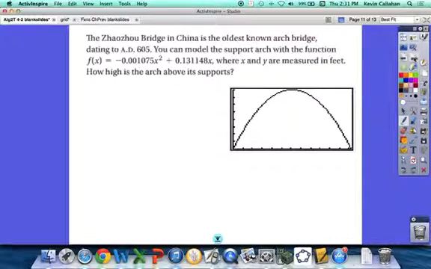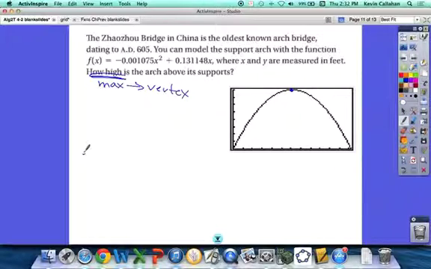Okay, they want to know how high is the arch above its supports. So I graphed it in the calculator, and that's what this graph is right here. You can see the y-intercept is 0. It's a quadratic function that opens down, as we already said, and we're trying to find the highest point, which is a maximum. But the maximum is the vertex. So actually, all they're asking for when they ask how high is the maximum, which means vertex.